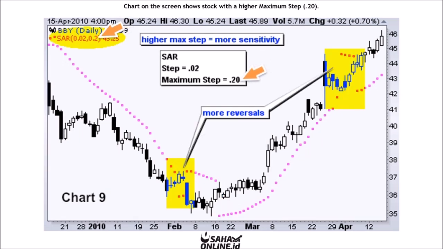Chart on the screen shows stock with a higher maximum step, 0.20. This higher reading produced extra reversals in early February and early April.